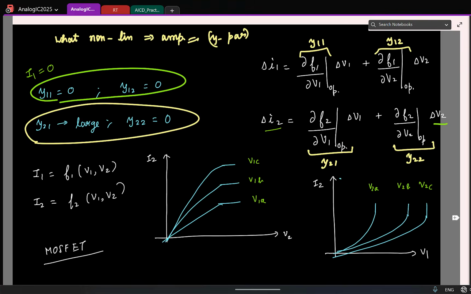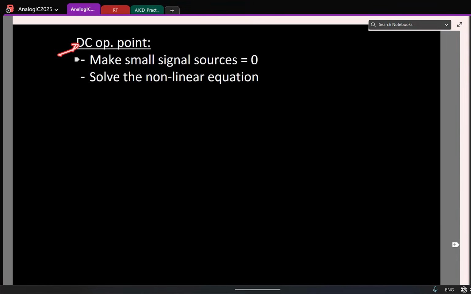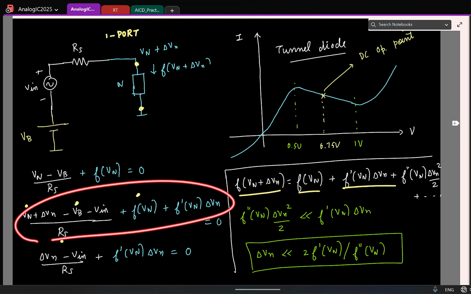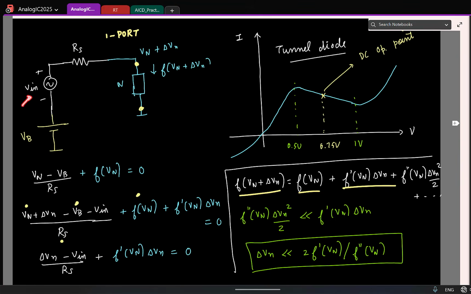So you first solve for the DC operating point. You make all the small signal sources zero, and then you solve the nonlinear equation and get the operating point, and then you go on to find the effect due to the other small signal input. So once again, with the addition of this additional voltage source V in, strictly speaking, you again have to solve a nonlinear equation. But we just saw that as long as the voltage changes we are looking at are so small, and by small, it should be smaller than this quantity, the nonlinear characteristics can be approximated as a linear characteristic.